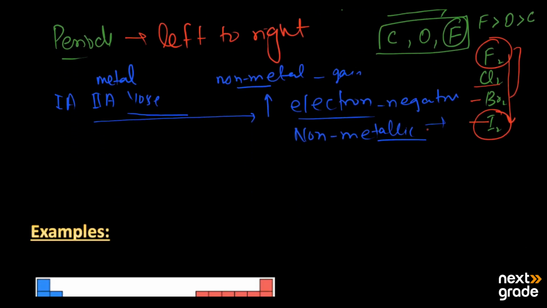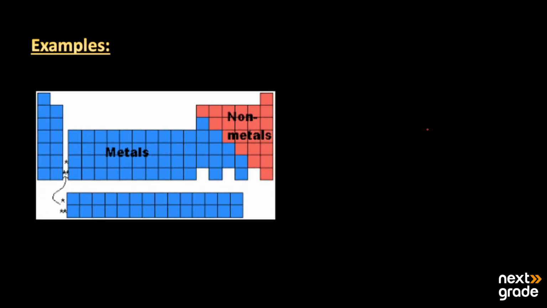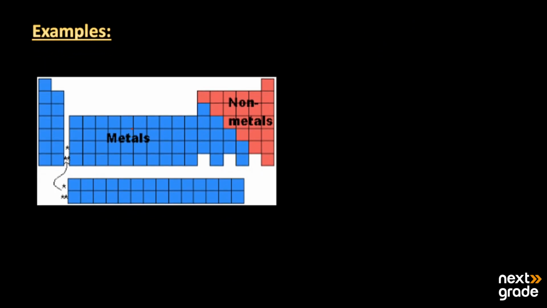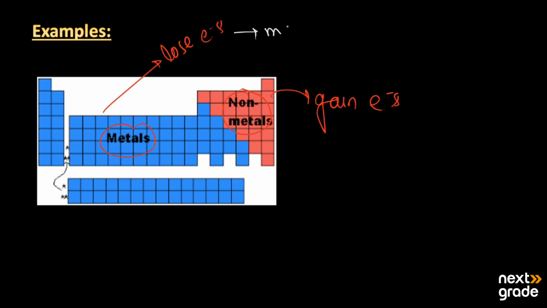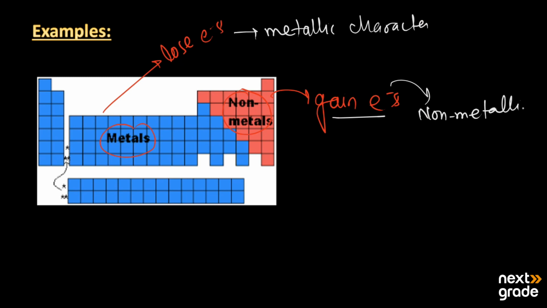After discussing this trend, we have different examples in which the first part of the periodic table consists of metals, and the second part consists of non-metals. Metals have the property to lose electrons, but non-metals have the property to gain electrons. This character of the metals, to lose electrons, is known as their metallic character. On the other hand, the non-metals can gain electrons, and this property is known as the non-metallic character.